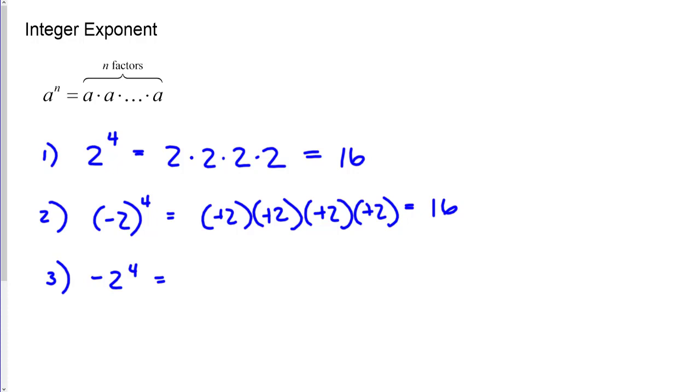But in this situation, in 3, there's only 1 negative, because the only thing you are raising to the 4th power is the 2, so it's going to be 2 to the 4th, which is 16, and then there's a negative out front. So you just have to be careful with that sort of thing.